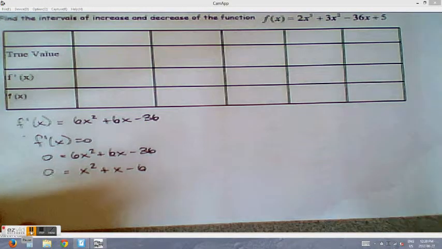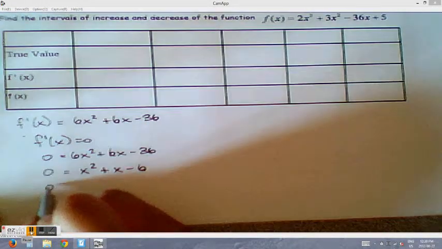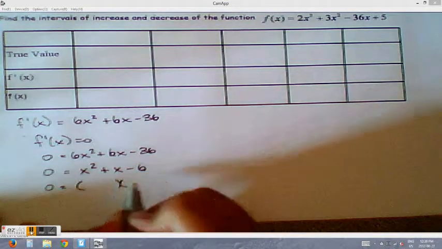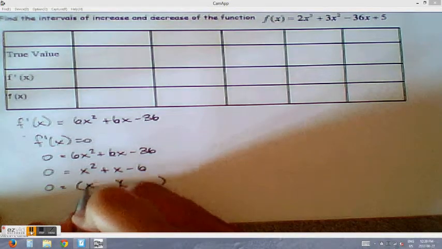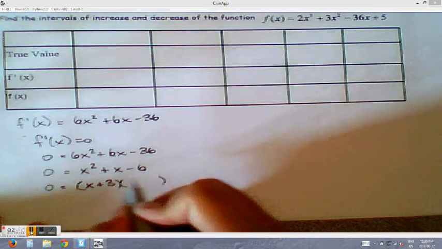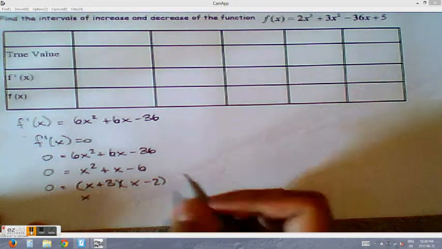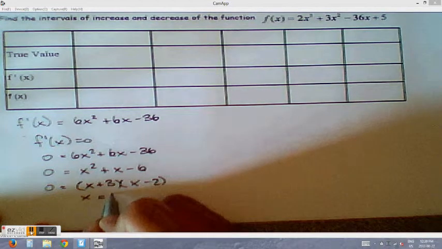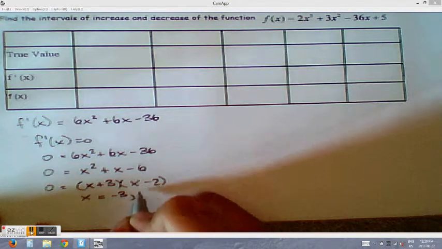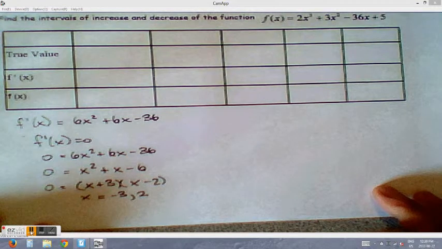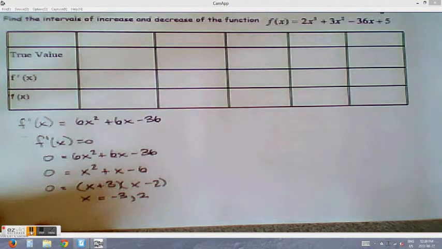We now recognize this as a simple quadratic. So factoring that, x plus 3, x minus 2. That means we have a change in direction when x is equal to negative 3 and 2. Okay, so those are the numbers we're going to use in order to define our intervals.